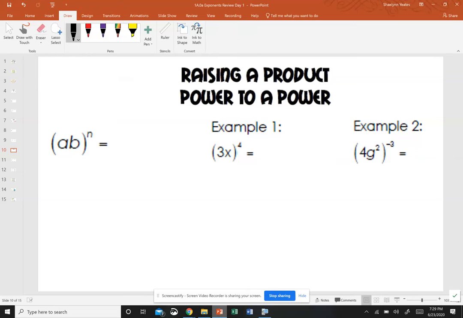All right, so now we're talking about raising a product power to a power. In other words, we're taking stuff that's already multiplied together and raising it to a power, and we're going to talk about the differences. I'm also going to have you actually finding these numbers here. We'll get to example one and it'll make sense.